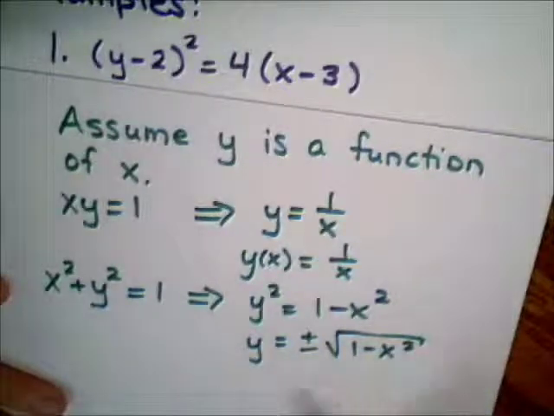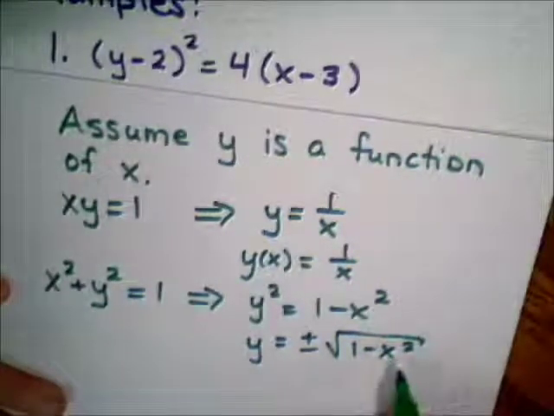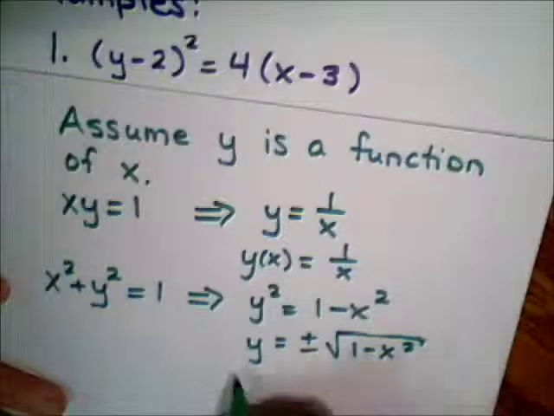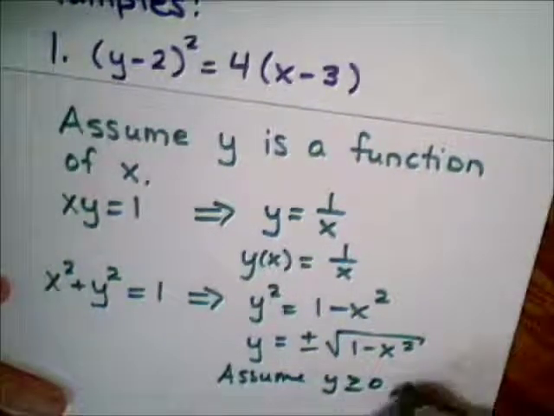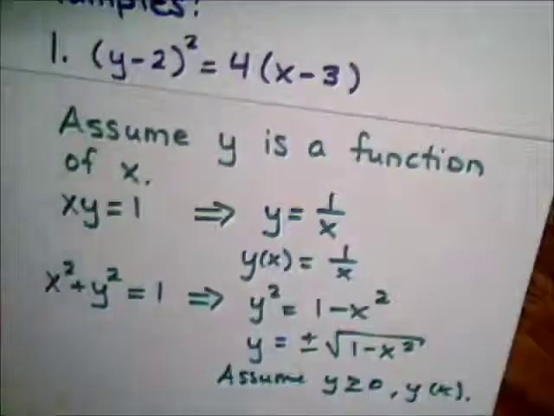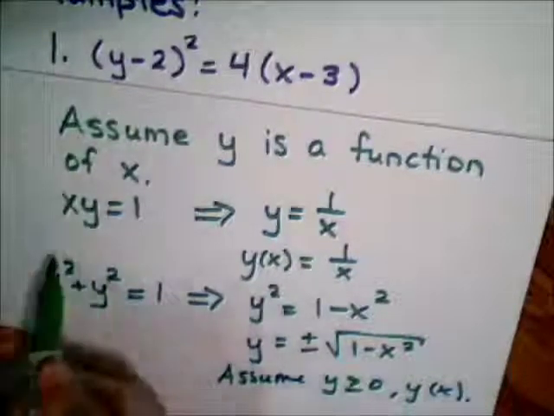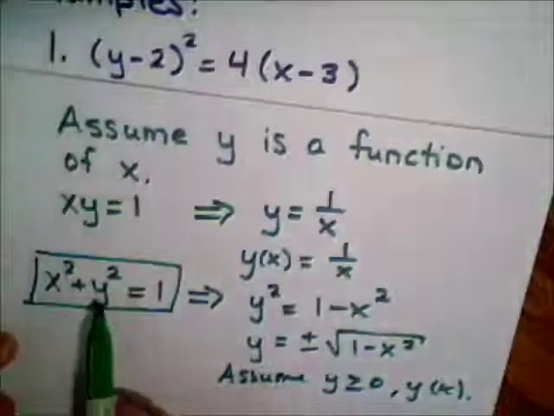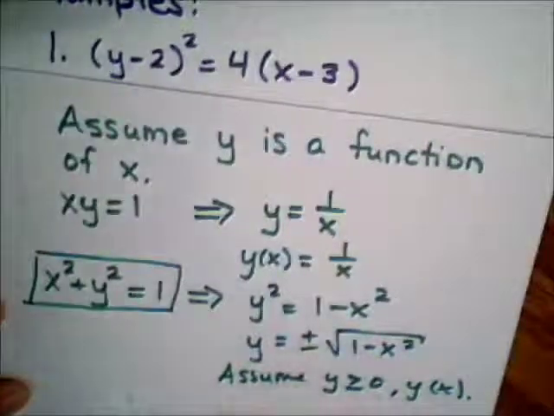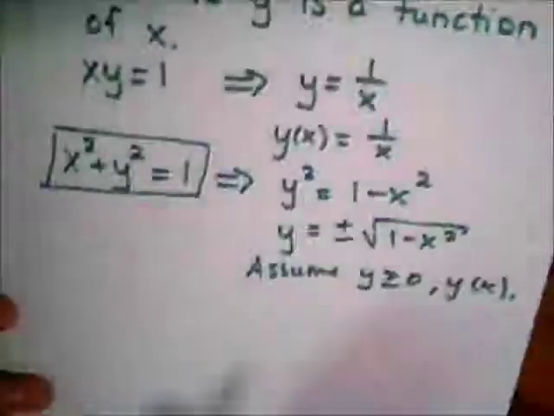But we could still restrict the range of this function. We can maybe assume that y is non-negative, and then that makes y a function of x, and we can proceed. So we're going to look at equations written in implicit form, and we're going to start by assuming y is a function of x. Now, why do we do that?